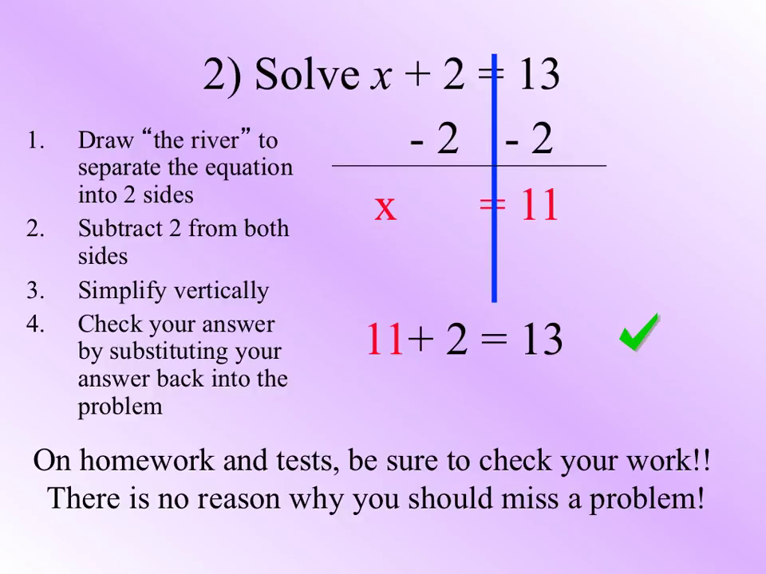Let's try this one. Solve x plus 2. This is actually the same problem. So let's just try it now with the river. Okay, so solve x plus 2 equals 13. We drew the river. Now we want to subtract the 2 from both sides. That leaves us with x by himself. And 13 minus 2 equals 11.